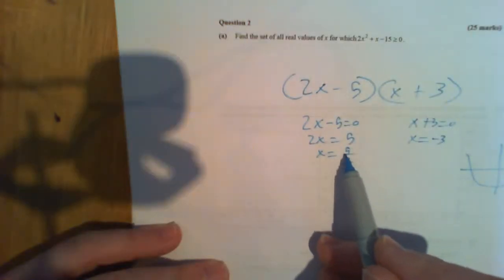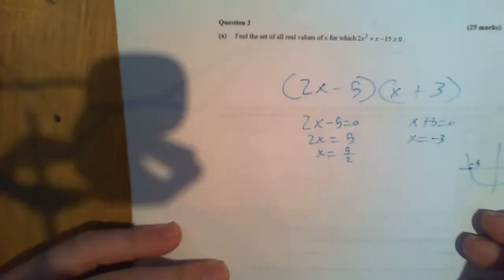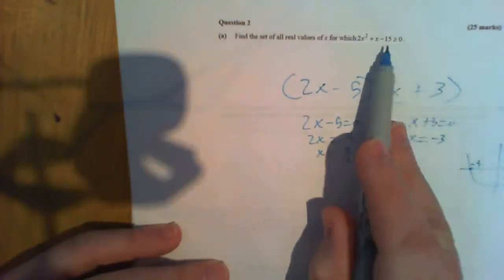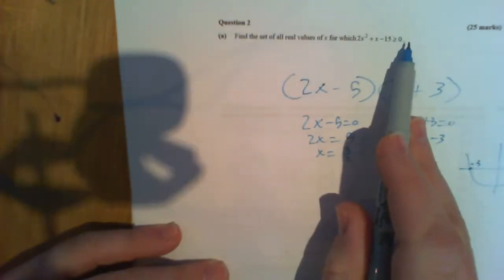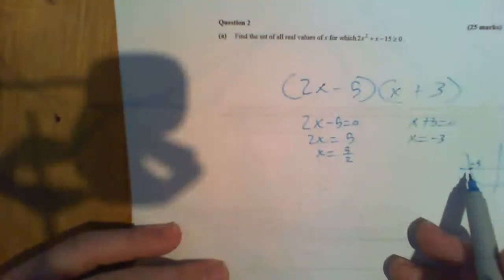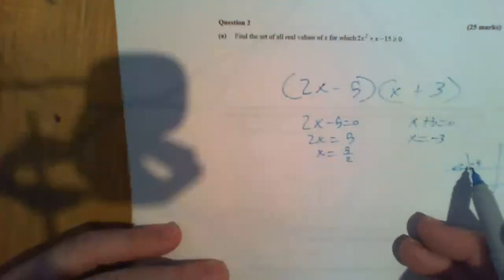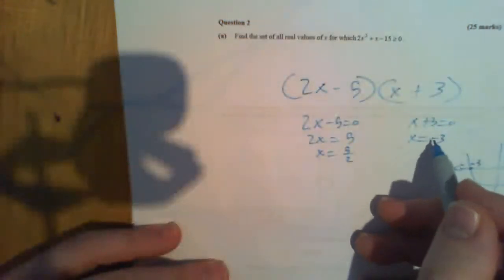Okay, so let's put in these roots. So there's your negative 3, and there's your positive 5 over 2. And we want to know where it's greater than 0. That means where it's above. Well, it's above when it's going this direction, isn't it? When the x's are going this direction, it'll be above. So obviously, let's take that one.